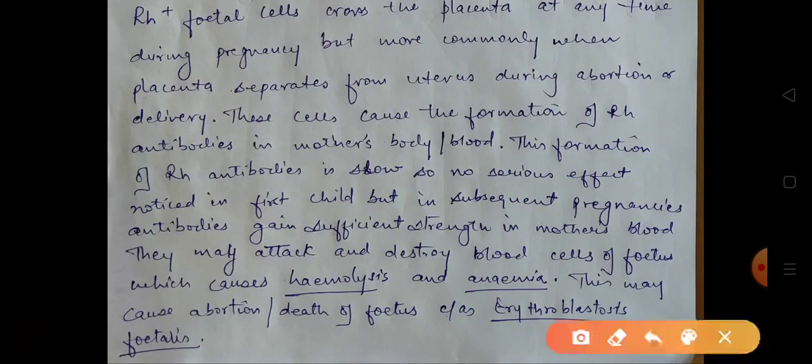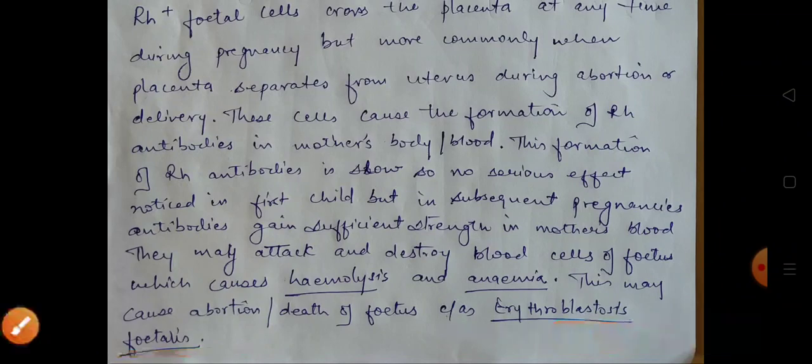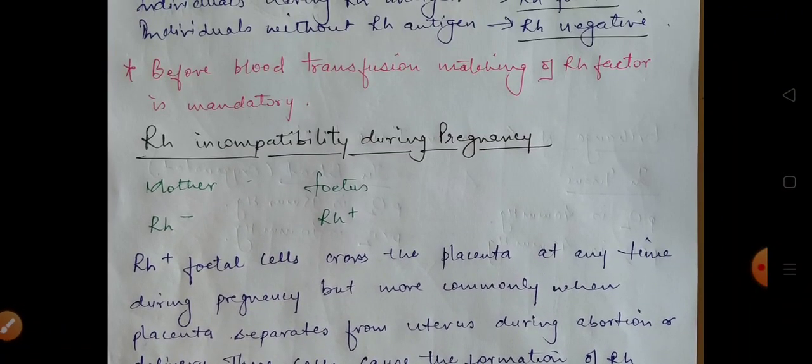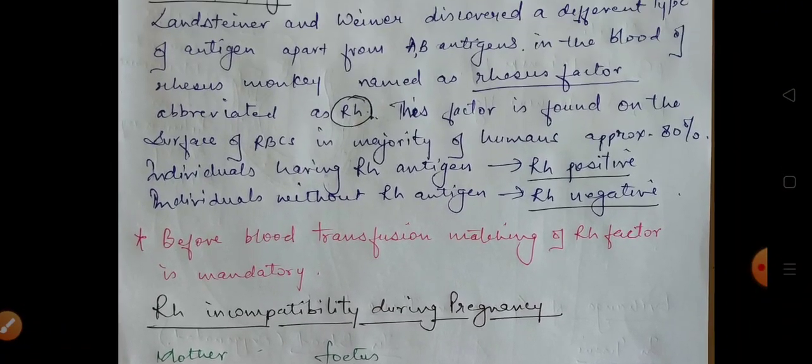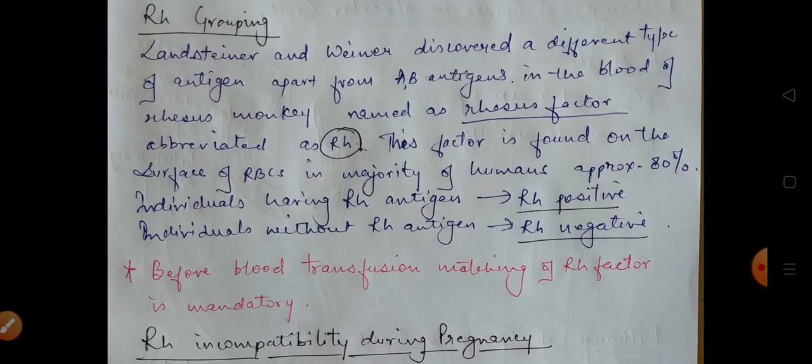which is called erythroblastosis fetalis. This is called erythroblastosis fetalis, that is the death of the fetus due to the degradation of erythrocytes or RBCs. So this is regarding RH factor incompatibility during pregnancy. That's why it is said that before transfusion of blood, RH factor matching should be done mandatorily.